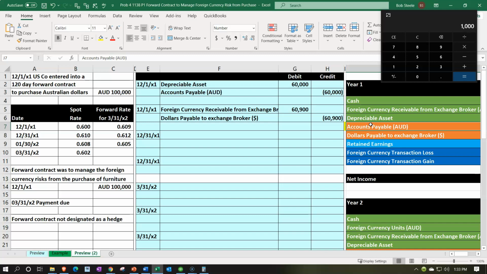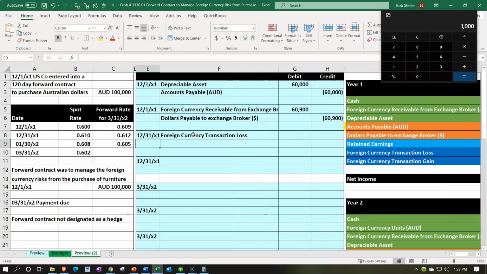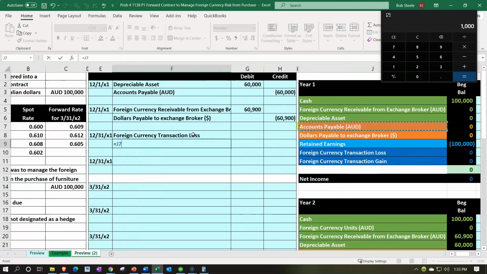So what we're going to do is we're going to put this on the books. So we'll say that there's going to be a loss, therefore that's going to be a debit on the loss, and then the foreign currency unit is going to have to be a credit of the payable, the US dollar equivalent in essence going up.